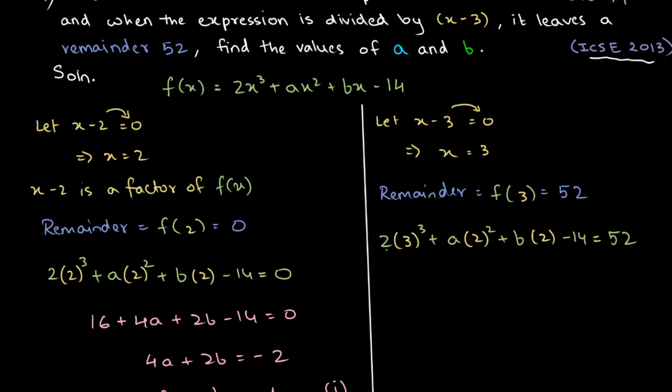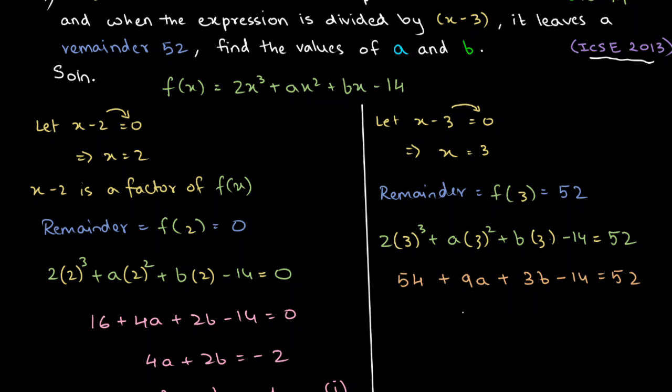Let's take the effort to simplify this a little now. What does that turn out to be? So we have 2 into 3 cubed. 3 cubed is 27 and 2 times that is 54. Oh sorry, I substituted 2 everywhere. A slight correction, this should be 3 because it is f of 3. Sorry, my bad. So 3 squared and b into 3. So 3 squared into a, which is 9a, b into 3, which is 3b, minus 14 is equal to 52, right?